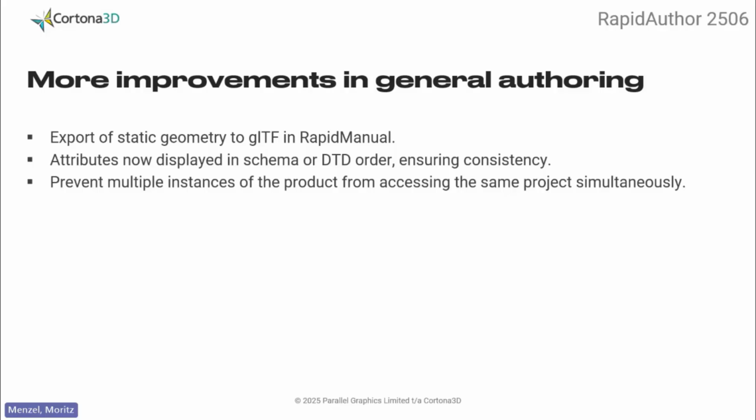Attributes are now displayed in schema or DTD order, ensuring consistency. And projects are now protected from simultaneous editing in multiple instances of the authoring tools. This prevents data loss when multiple users work on the same project in a shared network space.